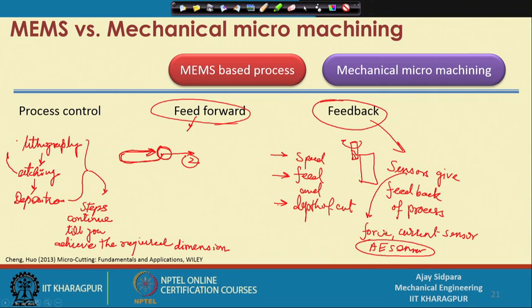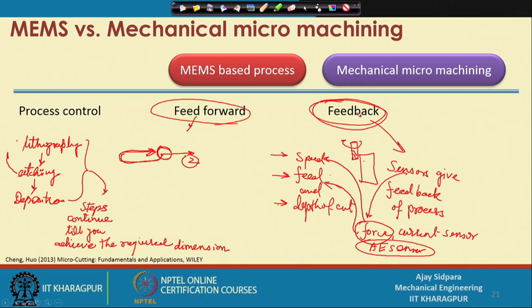So, once these sensors are there, at that time you can actually fine tune these processes. Suppose the forces are very high, then it will reduce the feed and increase the speed also. In that way you can actually control the process in a feedback manner. So, every time whatever is happening between the cutting tool and the workpiece, that signal will transfer to the input parameters.